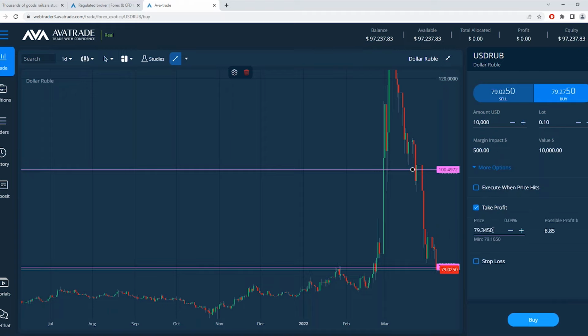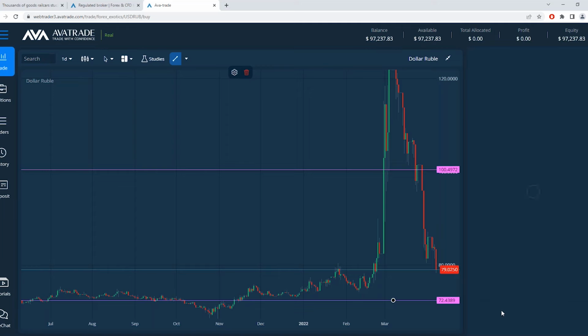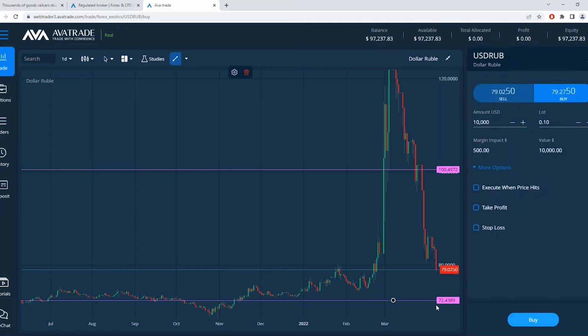So take profit, we could put 100, okay? And stop loss, you could say just below these lows down here could be a nice support level, okay? So I could say take profit just below these low points here. Or, I'm sorry, stop loss. So stop loss, let's say at 72, just below all of this support here. So take profit at 100, stop loss at 72.